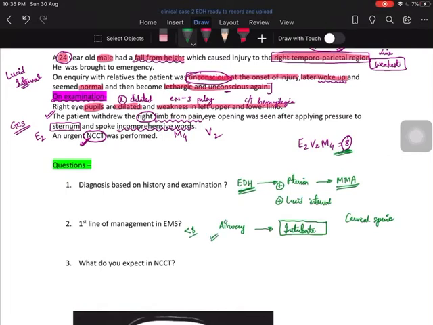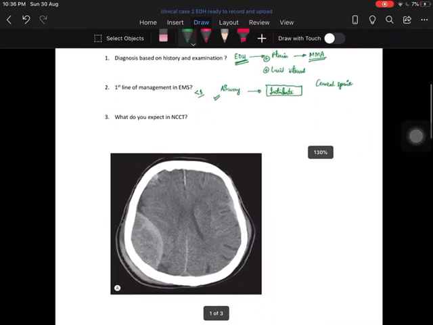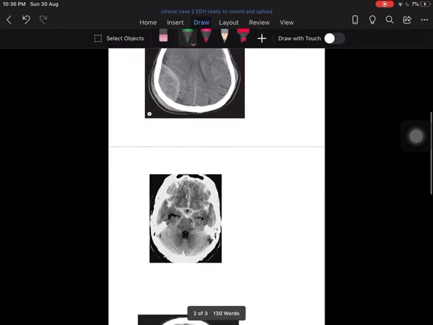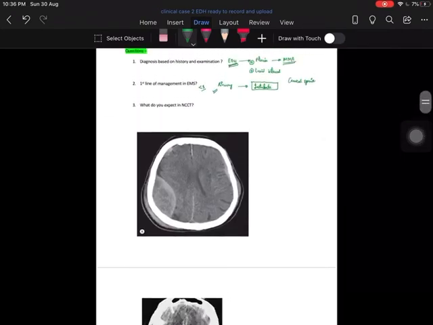The preference for a non-contrast CT scan is because time is very important in this patient, and we want to see if there is a bleed and which type of bleed. So the best scan is NCCT in this scenario. I've put here 3 scans of NCCT, and we'll have to see which is the most expected scan in this patient.